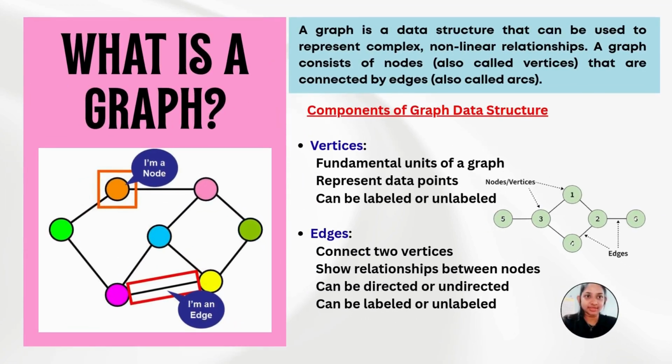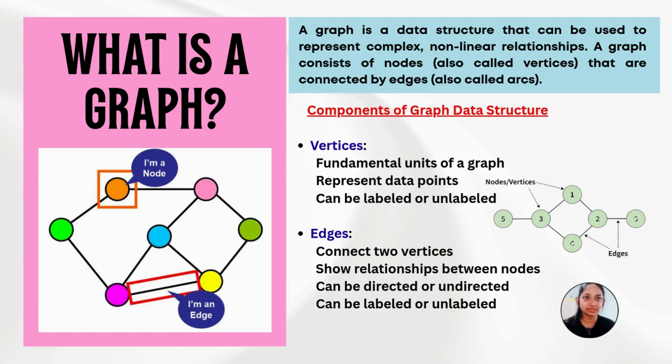First, let's understand what a graph is. A graph is a data structure used to represent complex and non-linear relationships. A graph is made up of nodes, which are also called vertices, and those nodes are connected by edges. A graph has two main components, vertices and edges. Let's talk about vertices. Vertices are the fundamental unit of a graph. They represent data points or objects in a graph. Vertices can be labeled like A, B, C, or unlabeled, depending on the graph.